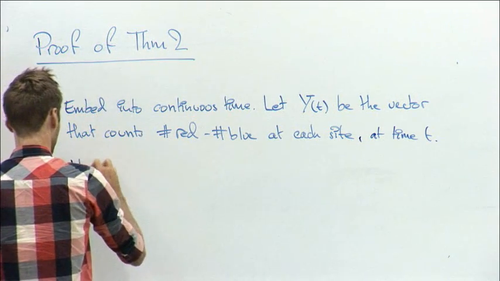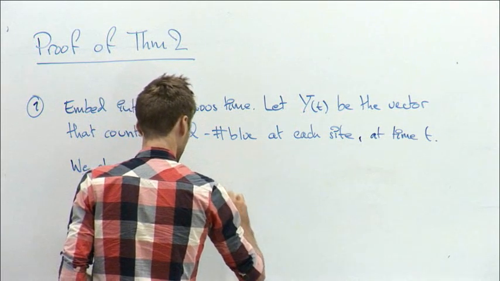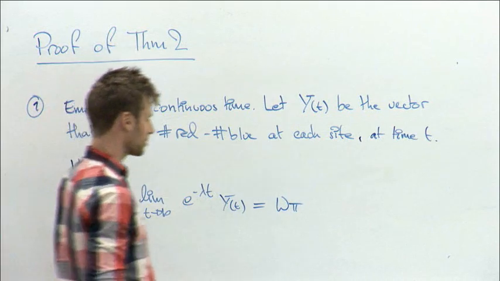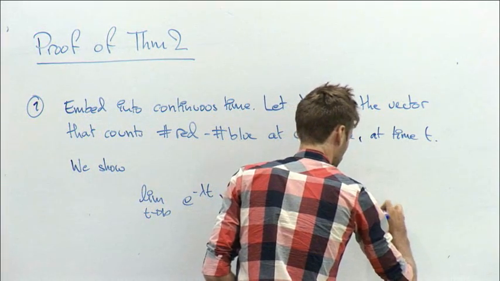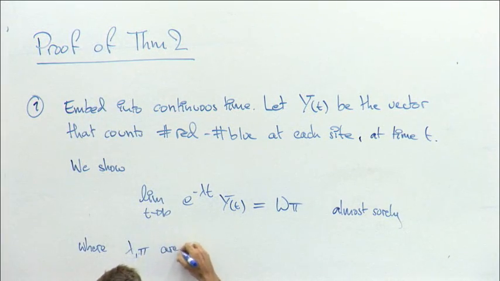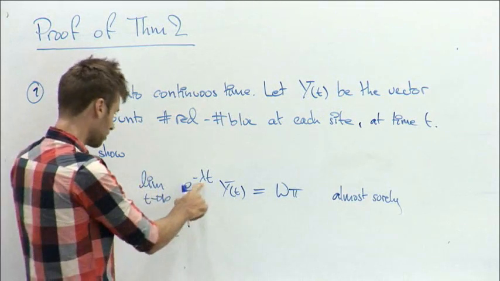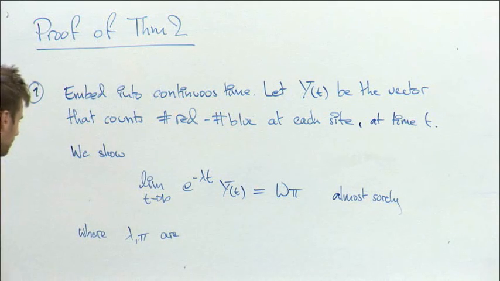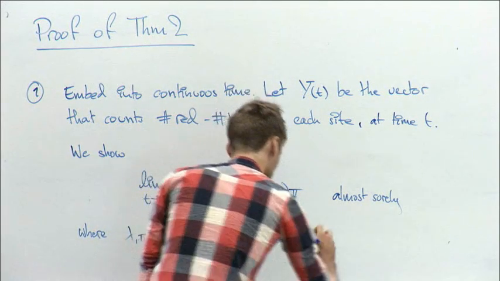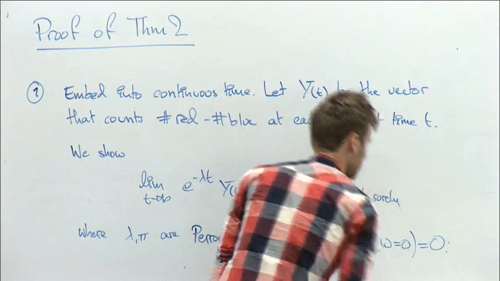So, we show that if I take the limit as time goes to infinity of e to the minus lambda t times y of t, I will explain soon what lambda is, we will have a limit which will be some random variable W times pi, almost surely, where lambda is the Perron-Frobenius eigenvalue of the adjacency matrix of the graph, and pi is the corresponding eigenvector. And W is a random variable, and the probability that W equals 0 is 0.